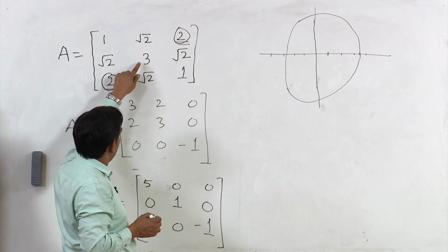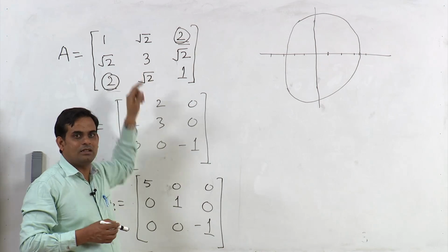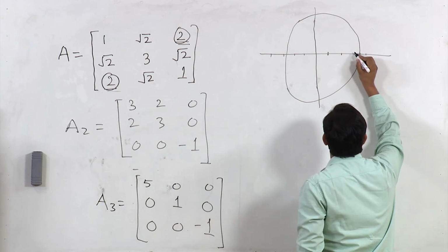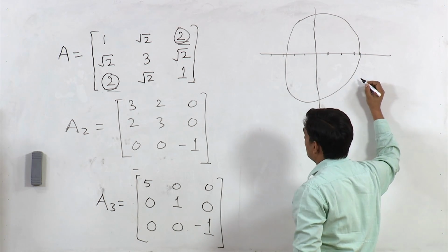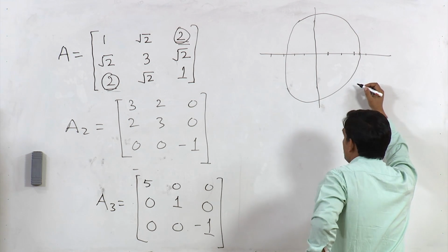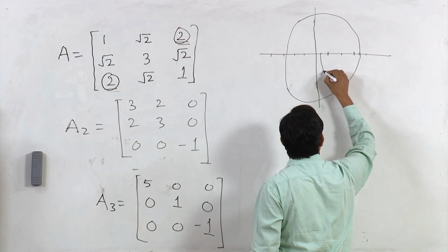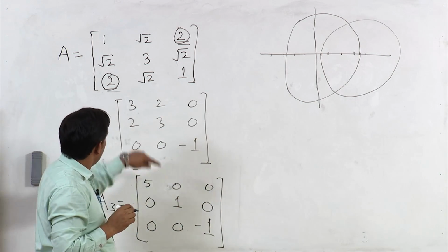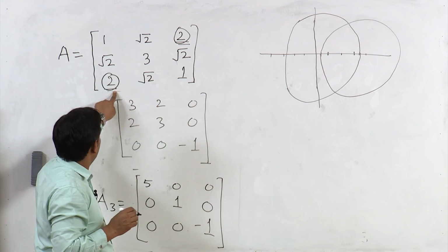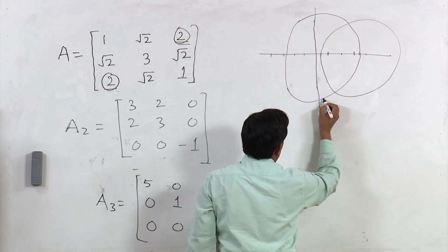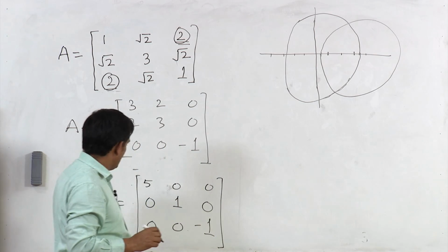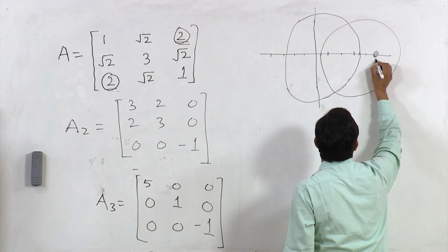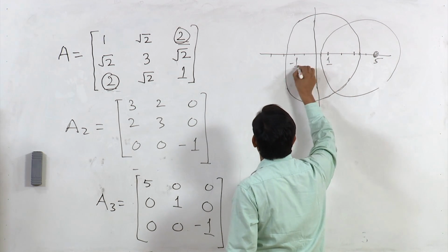From the second row, center at 3 and radius is 2 times root 2. So, the radius will be something like 2.8, with center at 3. It will be like this. And the third row is again center at 1, radius is 2 plus root 2, that will be just your first disk. And as I told you, eigenvalues are 5, 1, minus 1. So, one of the eigenvalues will be here at 5, one will be here at 1, another one at minus 1.